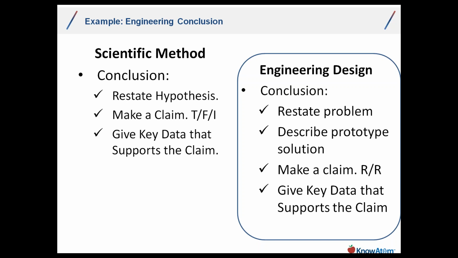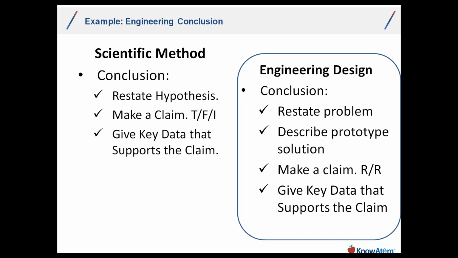So in essence, the formula for a conclusion in engineering is to restate the problem and then describe the solution. So if the problem was getting across a river, the solution chosen might have been some kind of catapult, I don't know, and then a claim, and RR stands for either revise or replicate.